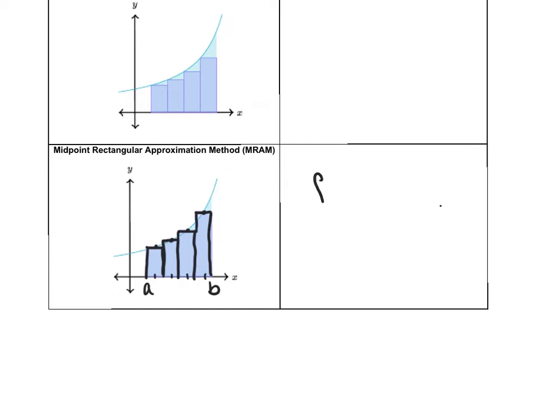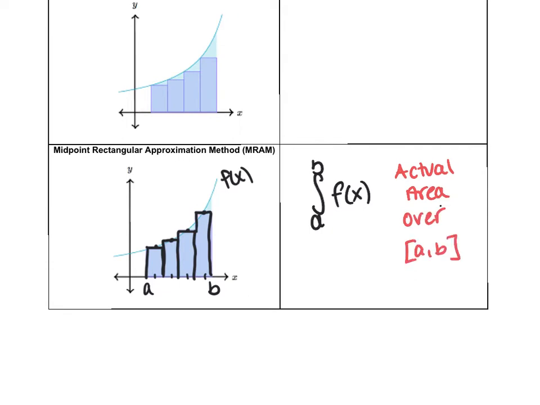Again, it's still estimating this actual area, the integral from A to B of f of x. This is your actual area over A to B. That's your integration, okay? So let's do an example so you can actually see what it looks like.